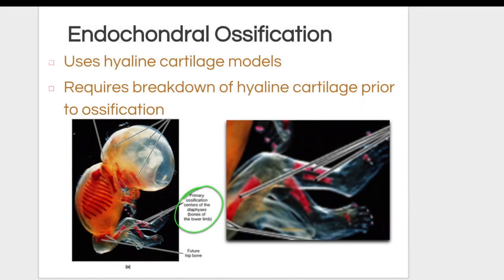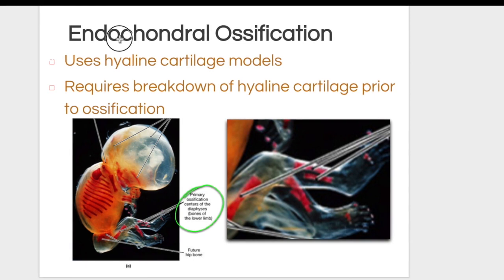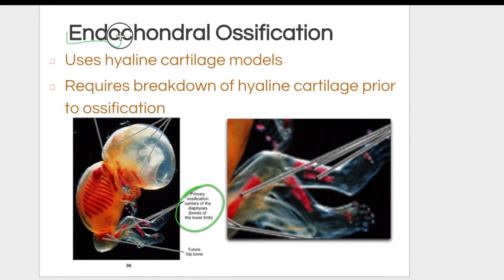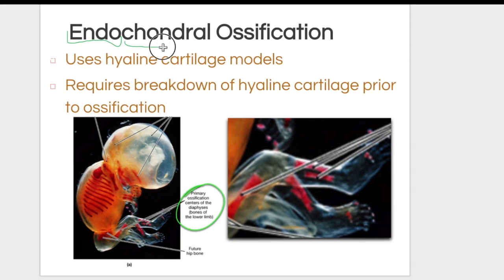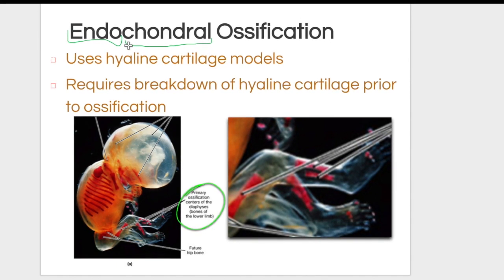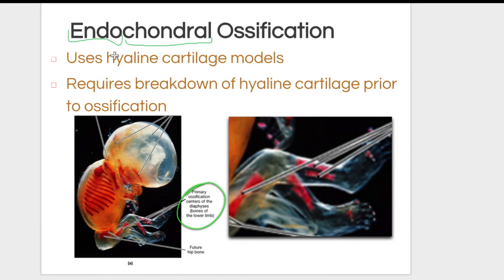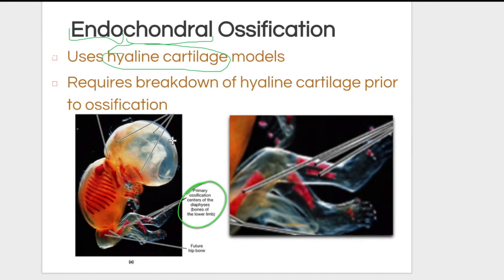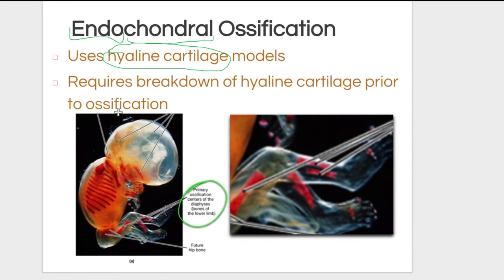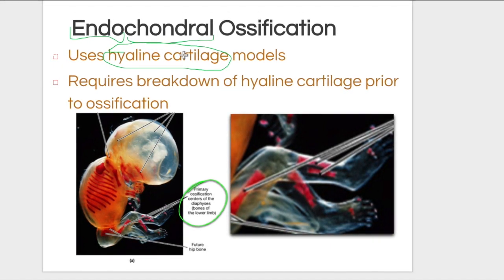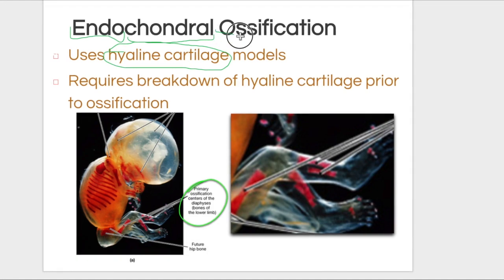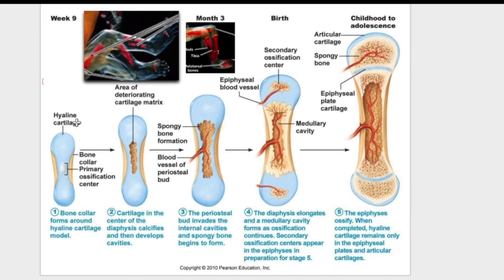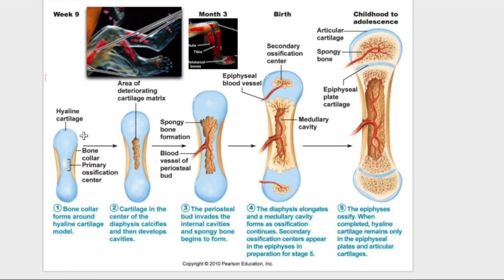Now to look at endochondral ossification. As the name implies, we have endo, which means on the inside, and then chondral refers to cartilage. So we're basically going to be taking the hyaline cartilage, which will make up all of the non-flat bone locations, and it will be converted into bone, or ossification, right? So osseous tissue.